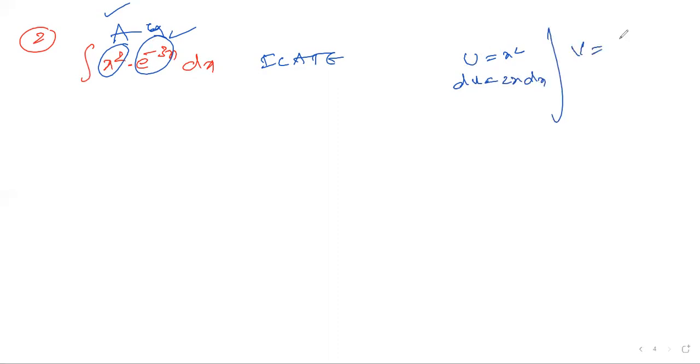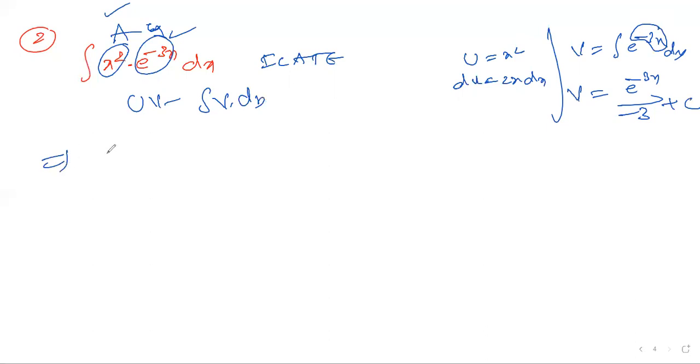Then v is equal to the integration of e power minus 3x dx. So v is equal to e power x, then minus 3x differentiation is minus 3, it will come down, plus c. Then start applying.